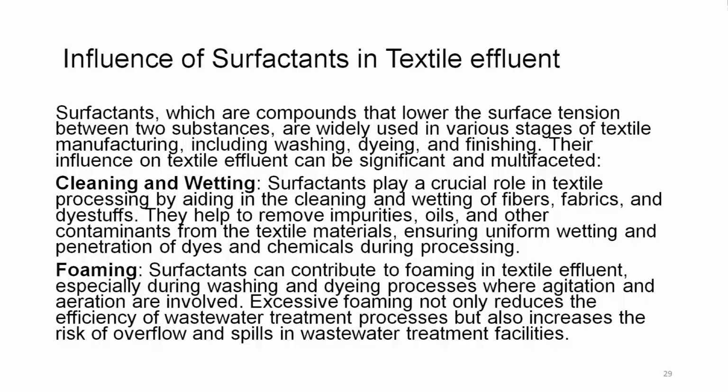Now, what is the influence of surfactants, as that is also one of the parameters in textile effluent which has to be taken into consideration. Surfactants, which are compounds that lower the surface tension between two substances, are widely used in various stages of textile manufacturing, including washing, dyeing and finishing. Their influence on textile effluent can be significant and multifaceted.